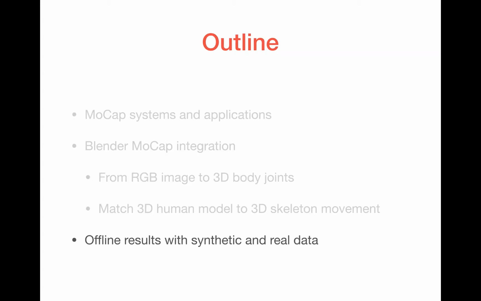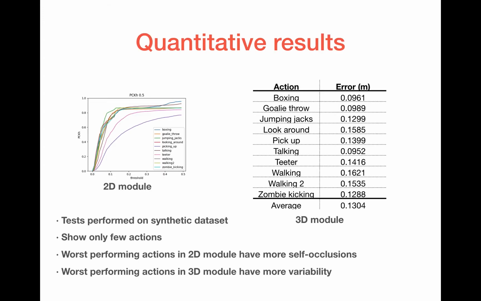Finally, we will show some results with synthetic and real data. First, with the data set we generated, we made some tests to check the two modules: the 2D joint detection and the 3D joint detection. For the 2D joint detection, we calculate the percentage of correct key points at 0.5. This is a standard measure to evaluate 2D joints.